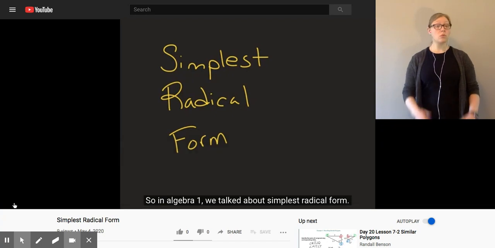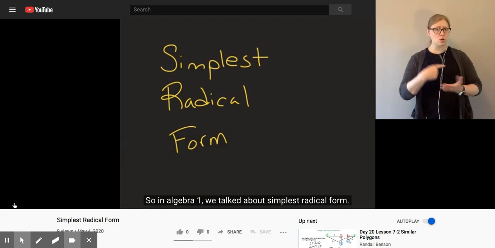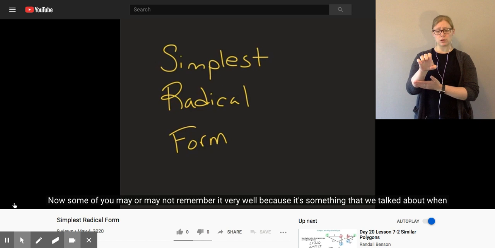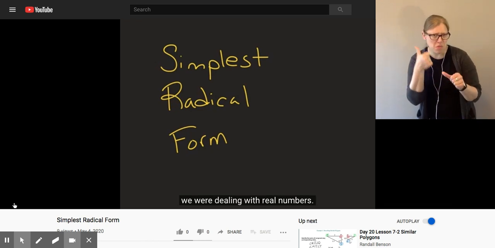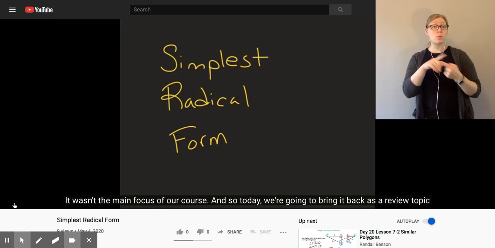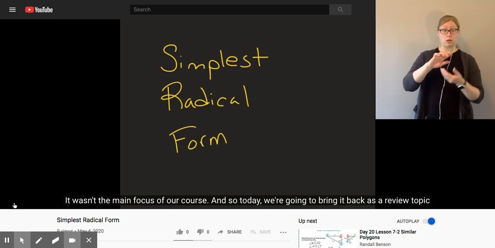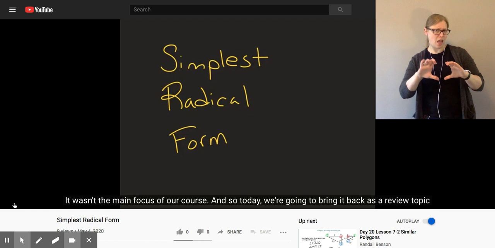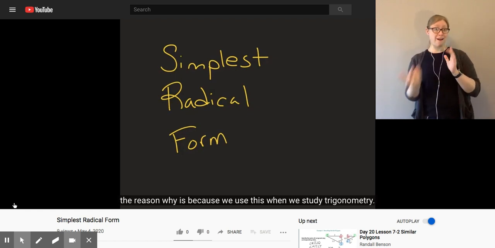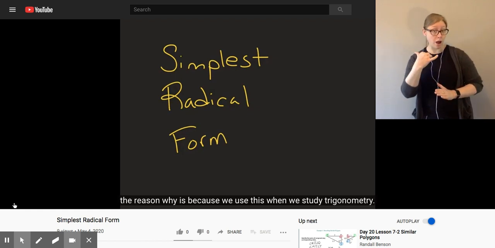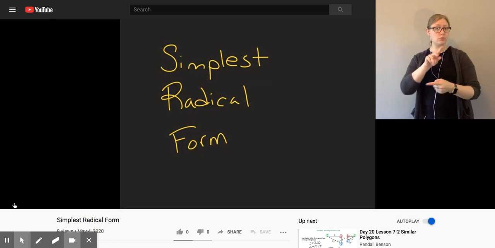So in Algebra 1, we talked about simplest radical form. Now, some of you may or may not remember it very well because it's something that we talked about when we were dealing with real numbers. It wasn't the main focus of our course. And so today we're going to bring it back as a review topic. And the reason why is because we use this when we study trigonometry.